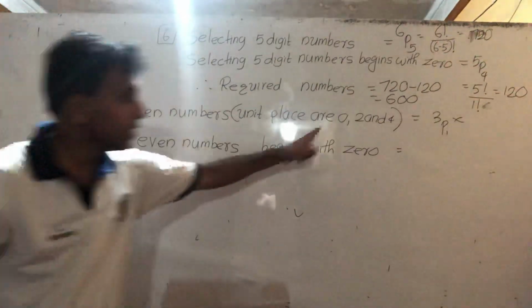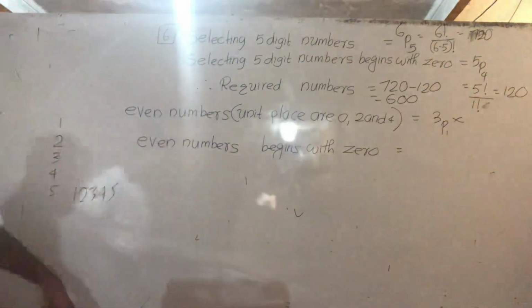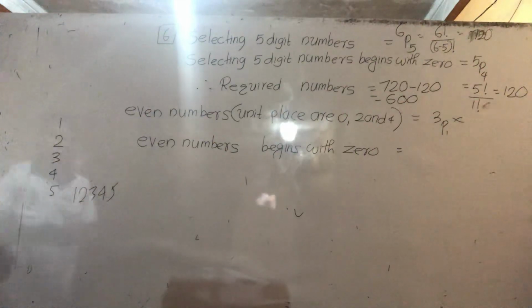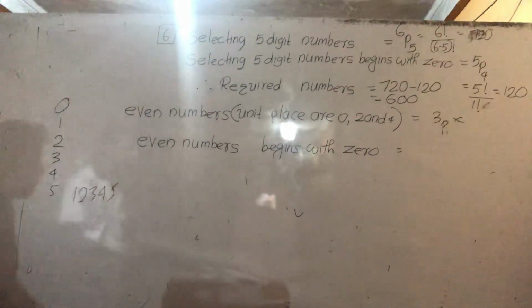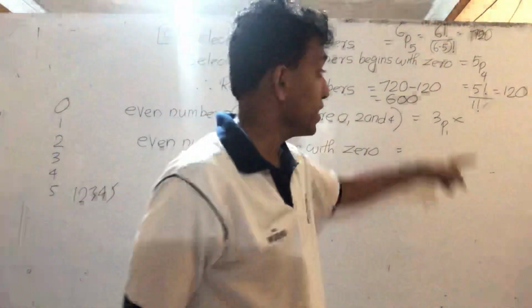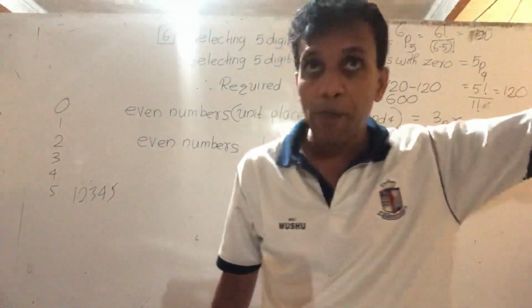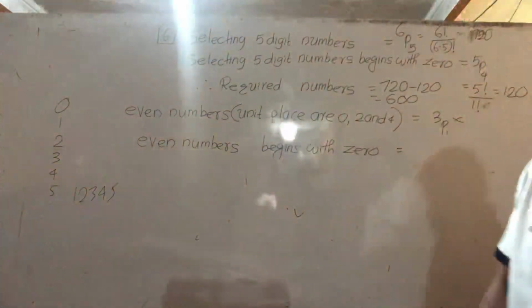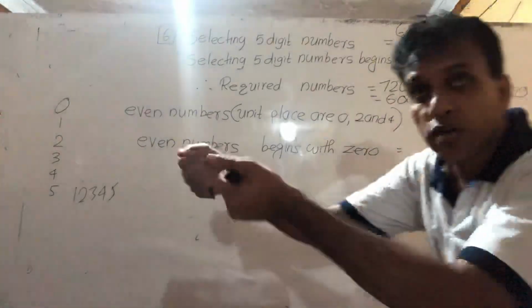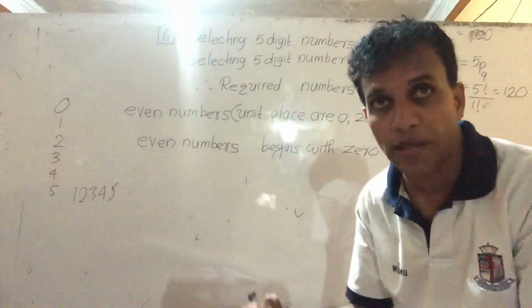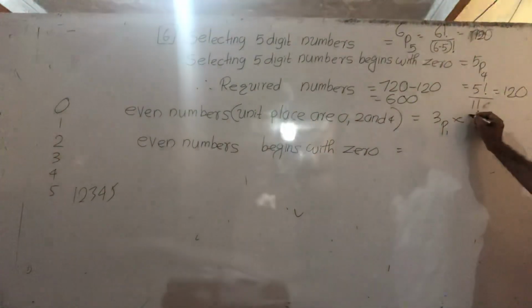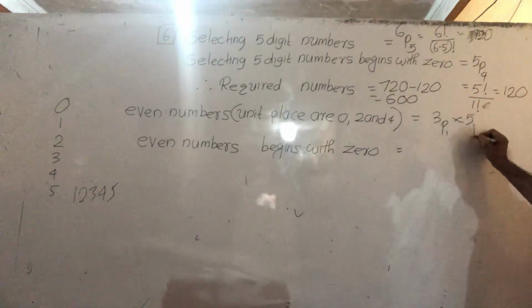So here 1 number is taken. So the remaining numbers are 5: 1, 2, and a 0 also. Totally 6 numbers. So 1 is taken here, another 5 numbers balance. We will take 4 numbers from that. So what is the answer? 5 numbers available, take 4.